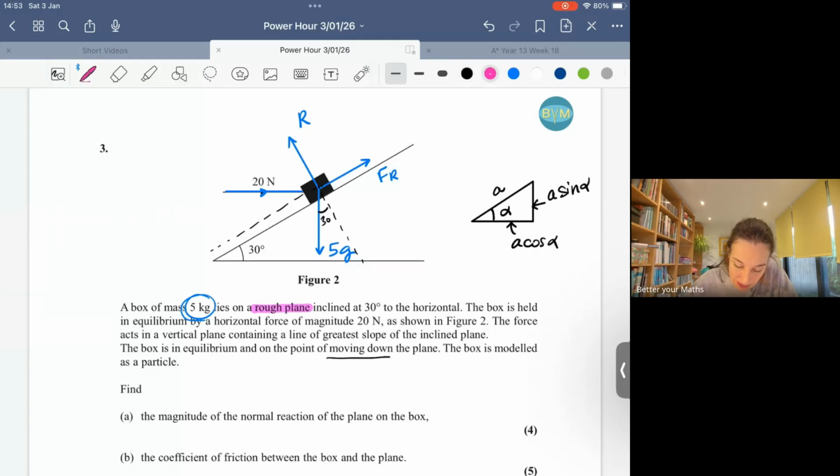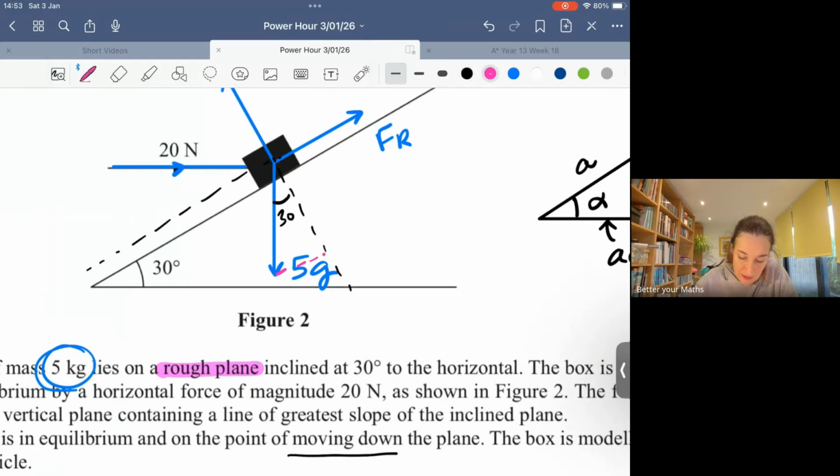So if we look at this 5G force that is going down, this is a right angle triangle. This bit here is adjacent to the angle. So this component here, I'm going to draw a vector here. This is going to be 5G cos because it's adjacent.